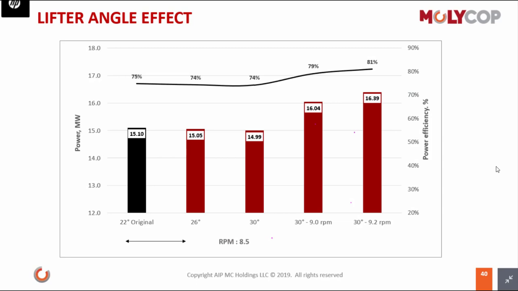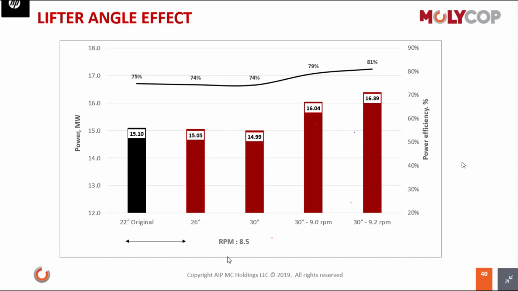So this graph is interesting now, because what happens is, as I mentioned at the beginning, previously, you have a power available, but if you begin with 22, it is this black column, you are only obtaining 15 megawatts. If you begin to increase the angle from 22 to 26 to 30 at the same RPM, 8.5, you're going to begin to lose power: 15.1, 15.05, 14.99, and the power efficiency is going to be reduced from 75 to 74 to 74.